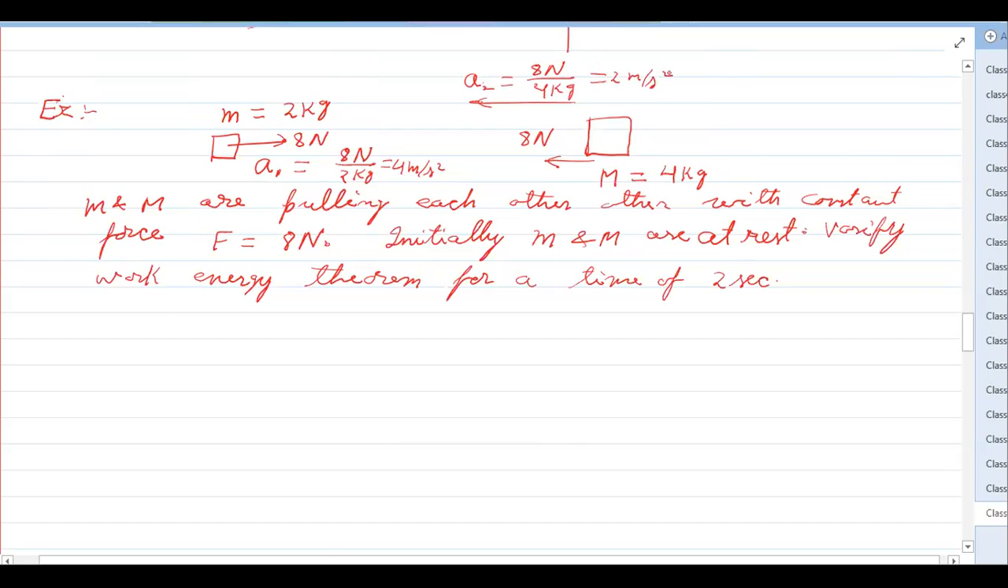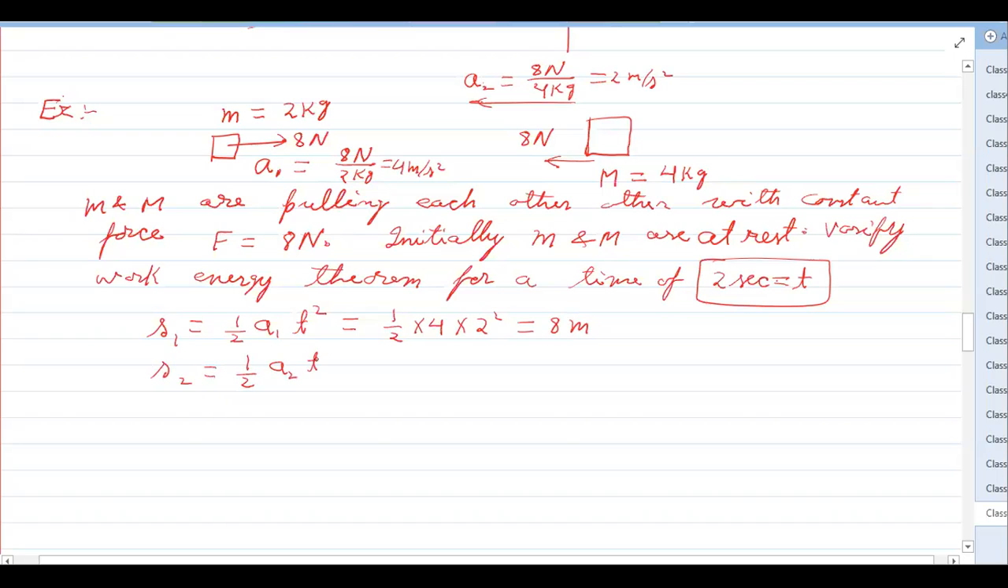Okay. So similarly, we can find displacement. So displacement for the first one in time 2 seconds: S1 equals half a1 t square. Okay, t is time. So half into 4 into 2 square, so 16 by 2, that is 8 meters. Similarly, S2 is half a2 t square. So half into 2 into t square, 4 meter. Okay, so this is 8 meter and this is 4 meter.